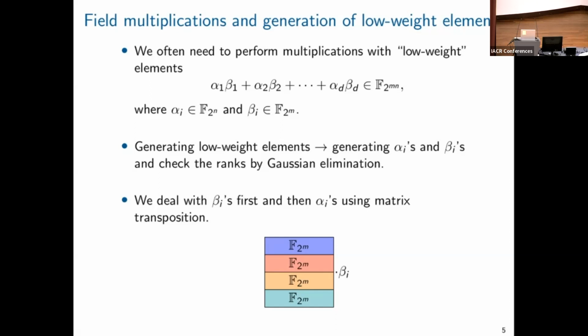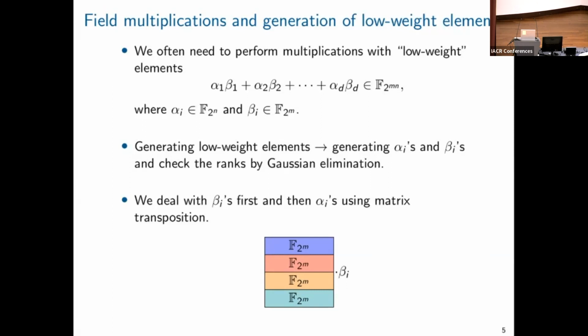For example, when we want to generate a low weight element, we simply generate these alpha_i and beta_i, and then we apply Gaussian elimination on the alpha_i's and beta_i's to check whether the rank is correct. And we also use this representation of low-weight elements to do multiplications with low-weight elements quickly.